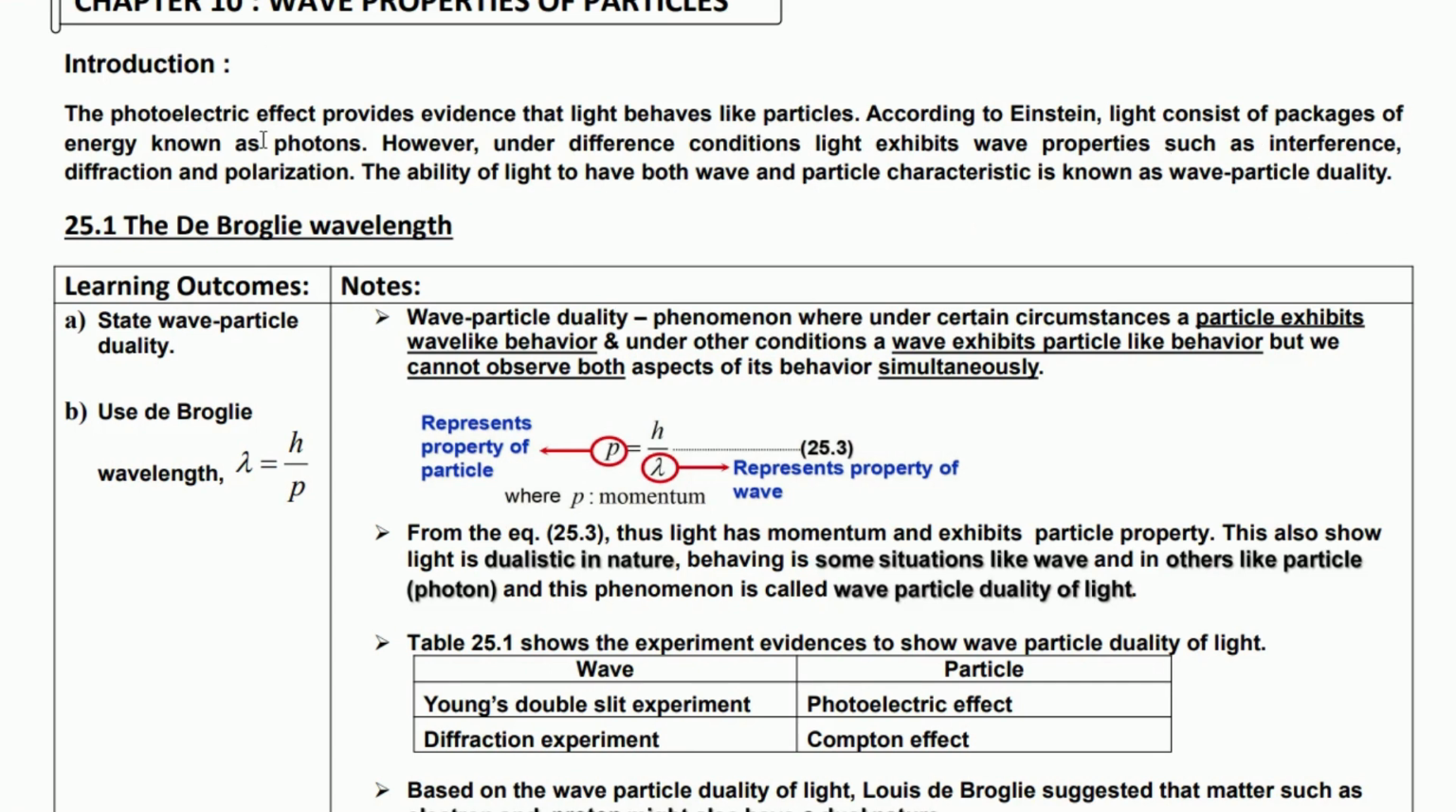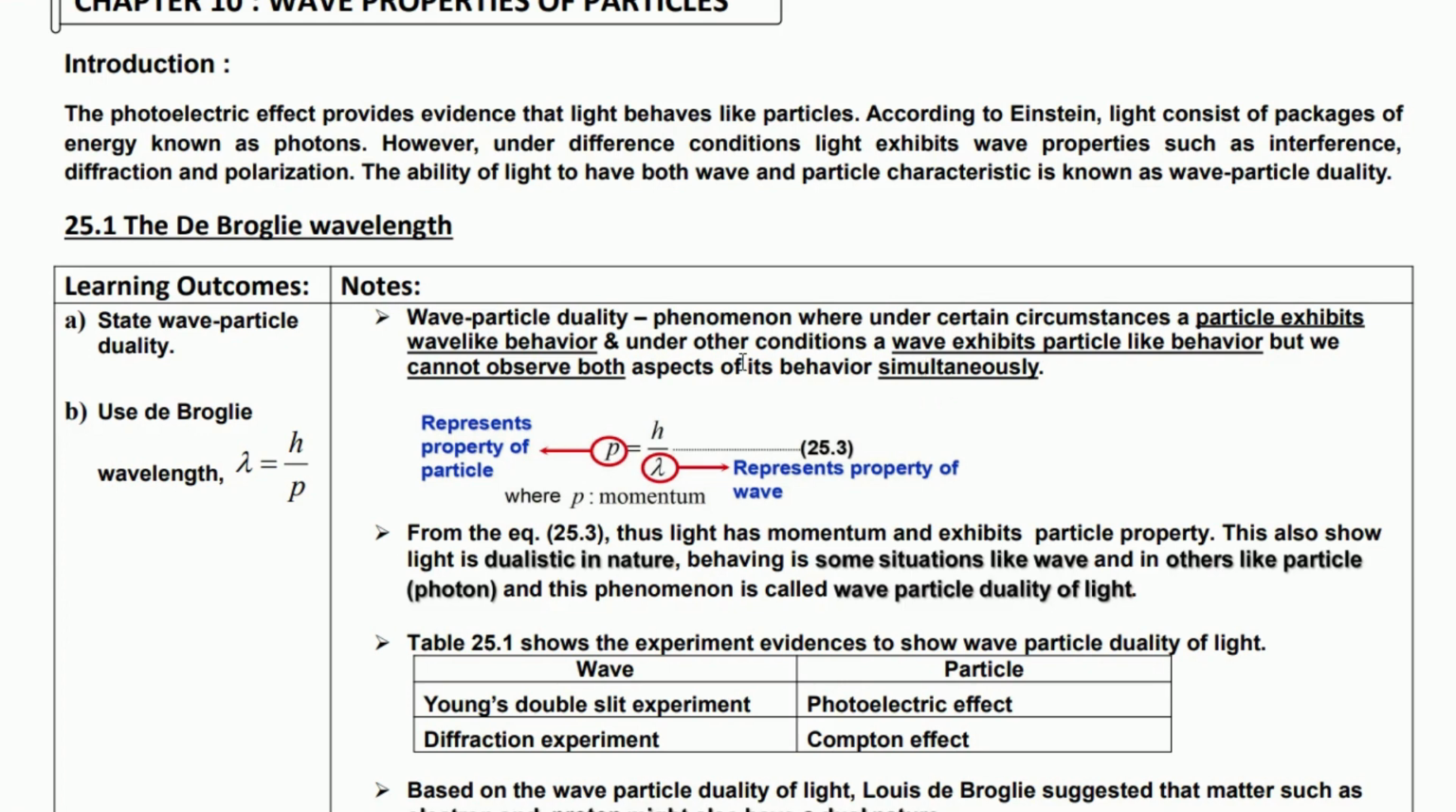Alright. Okay. So, kita tengok 25.1. The De Broglie wavelength. Apa itu De Broglie wavelength ya. Okay. So, learning outcome yang pertama. Okay. State wave particle duality. Okay. So, wave particle duality is a phenomenon where under certain circumstances, a particle exhibits wave-like behavior, and under other conditions, a wave exhibits particle-like behavior. But we cannot observe both aspects of its behavior simultaneously.